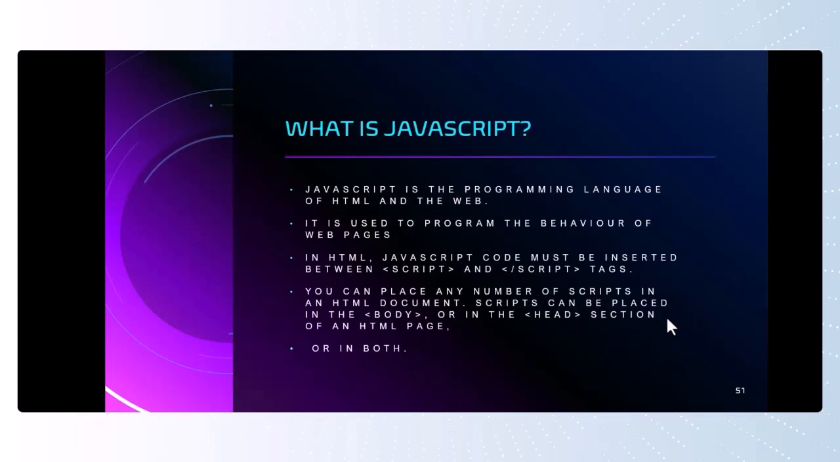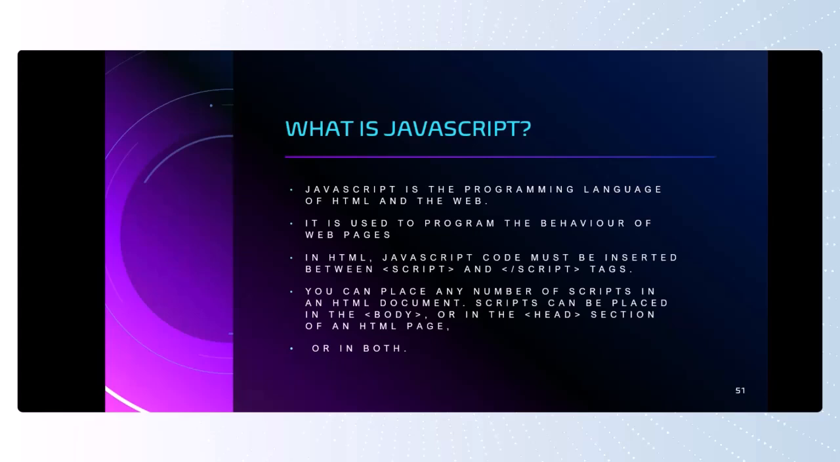HTML provides the structure and the content for the web page, and CSS styles the page. And then JavaScript is the programming language of HTML on the web, where it's used to program the behavior of the web pages. So it makes them dynamic so that you can interact with them. There is just a little bit you can do with CSS, but you really need JavaScript to make it interactive and to communicate with the servers.